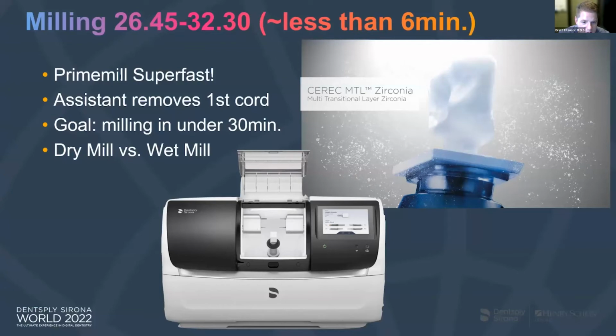The Primemill is a dry mill. So that's crucial when you're doing zirconia. You want to mill things dry, because if it's wet, when it goes to the oven, you have to run it through a drying cycle, which takes an extra 10 to 15 minutes. So it really hurts your time there.